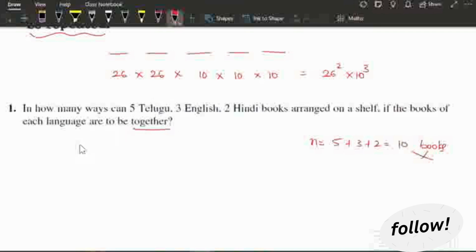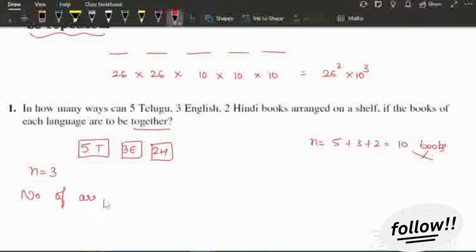Now I have 5 Telugu books, right? So these 5 Telugu books are considered as one object. These 3 English books are considered as one object, and 2 Hindi books are considered as one object. So basically n here is 3. I have 3 objects. So the number of arrangements possible is, first, after grouping them, we have to count the value of n.